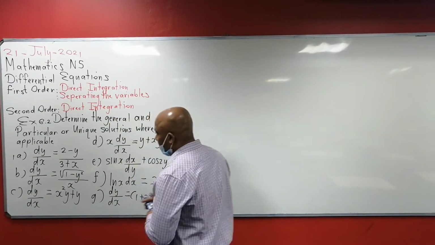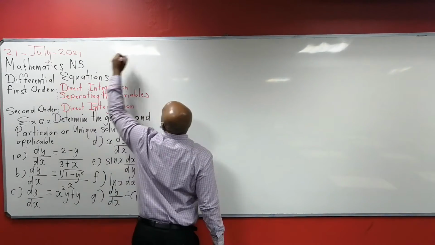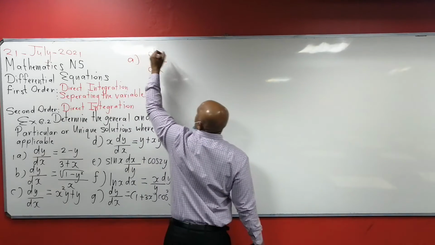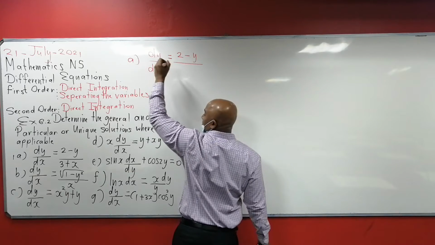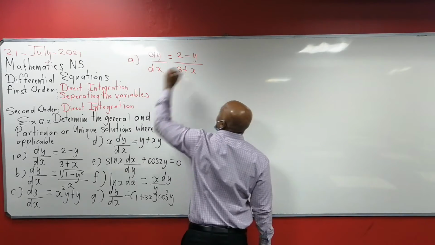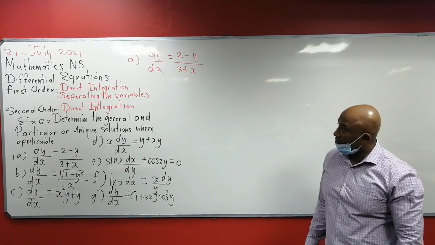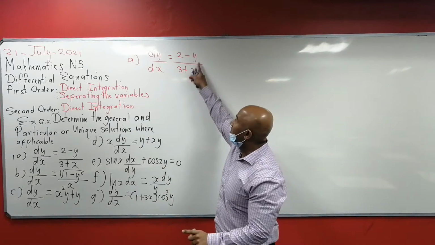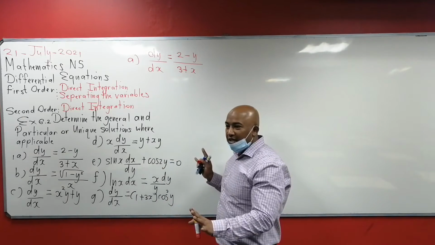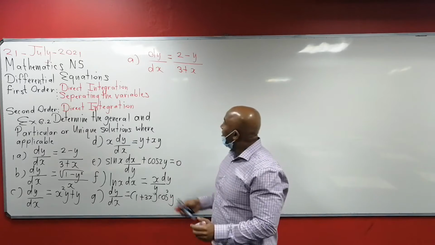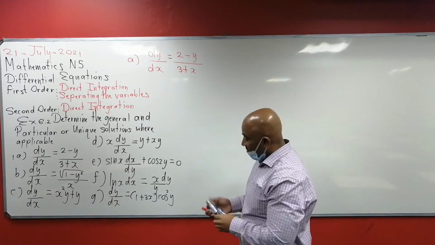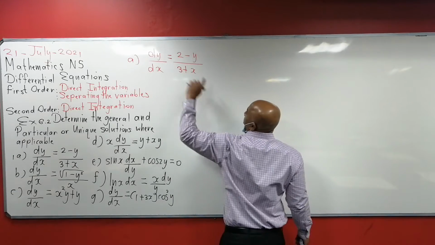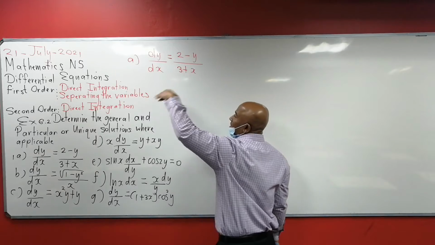So let's take the first one. What do we have? I have dy over dx is equal to 2 minus y all divided by 3 plus x. Okay, so now I cannot do this by direct integration because the problem is I have both y and x on the same equation here. You can see that. So now I'm going to separate the variables. What do I mean by separate the variables? I'm going to get all the y's on one side, all the x's on one side.